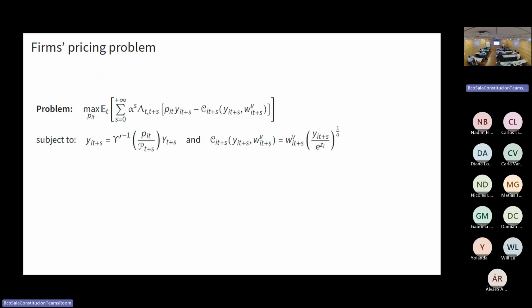Maybe I'm speculating too much, but I was expecting that for allocation efficiency, the key statistic would be the correlation between price stickiness and productivity, TFPR or TFPQ. But here the price stickiness is fixed. I mean, it's the same for everyone. Yes, so in this model, you're still going to have reallocative effects of monetary policy, even if everybody has the same level of price stickiness.